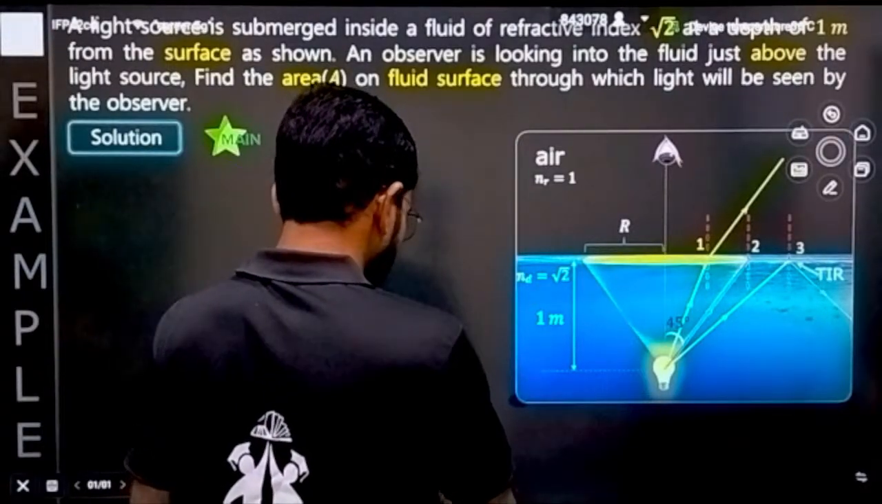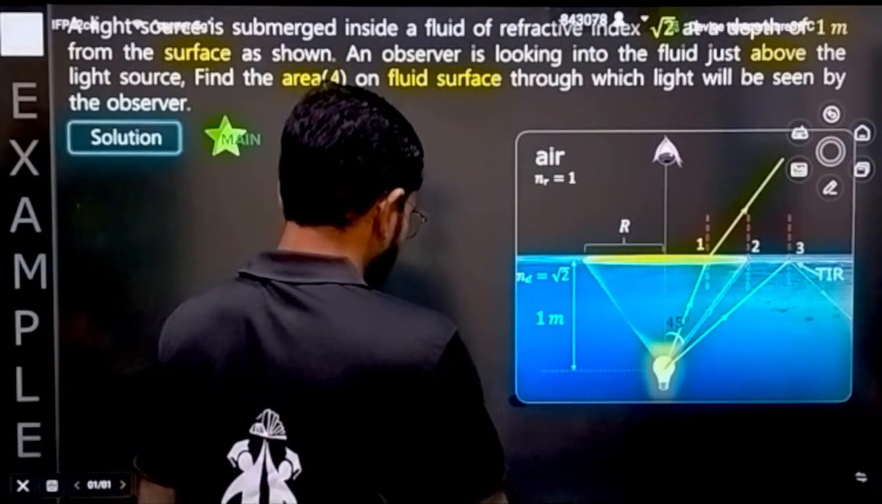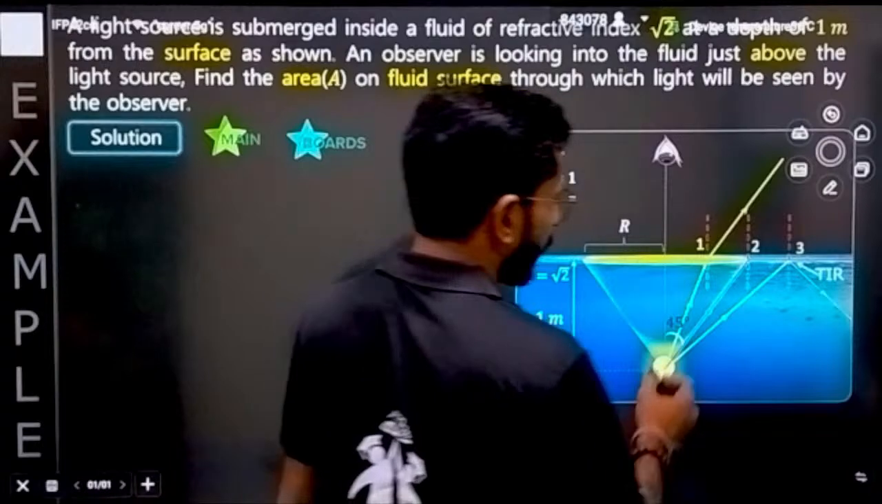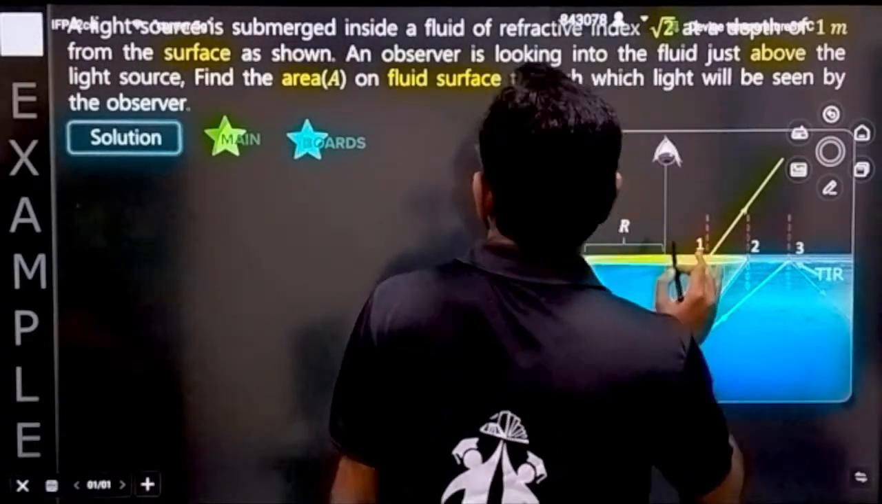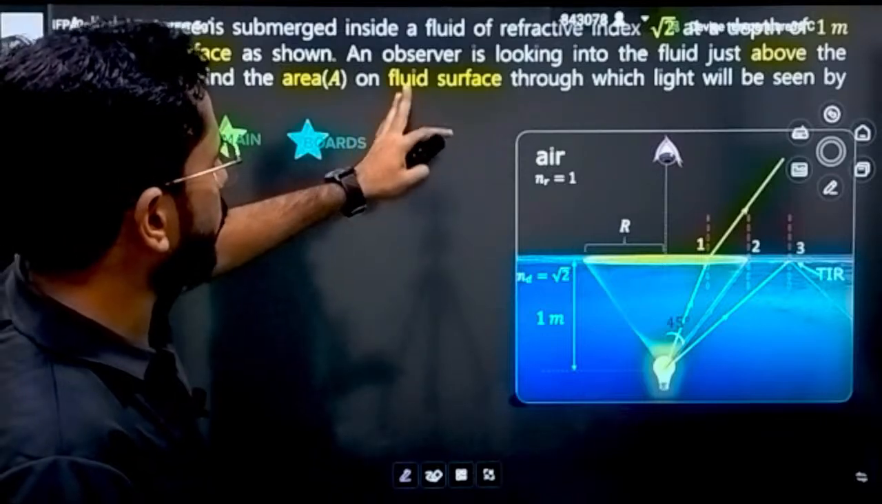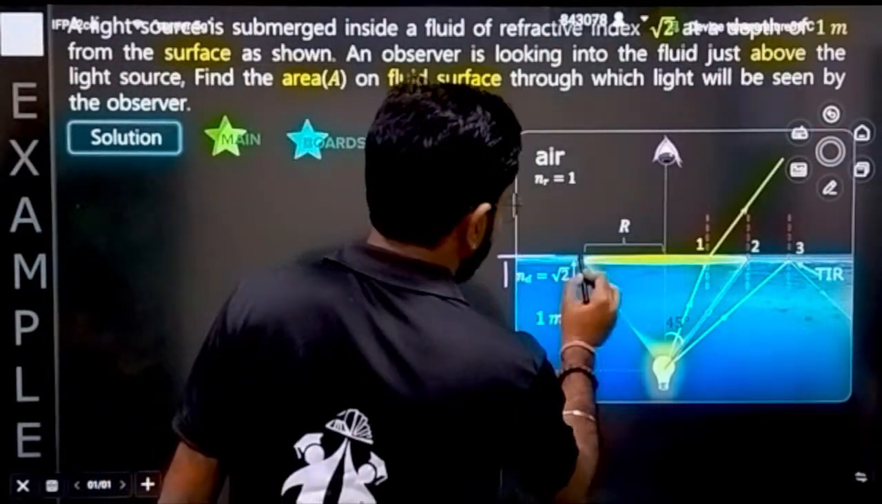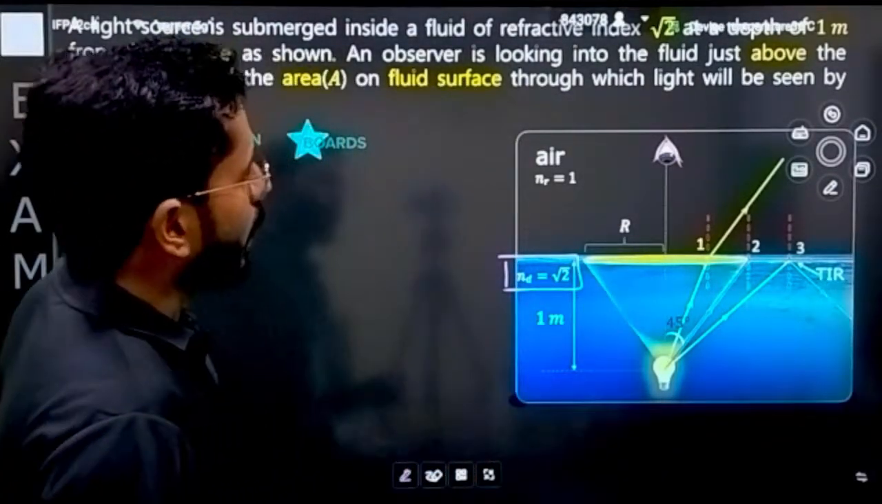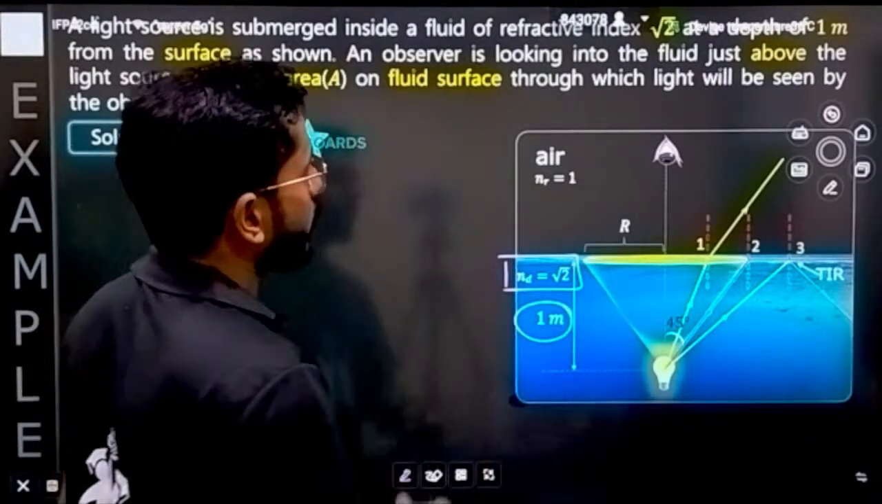कैसे calculate करेंगे? Let's understand, कौन सा color ले लें भाई. See, first I read the question. A light source is submerged. Okay, what are the values given? A fluid of refractive index root 2, at a depth of 1 meter. A depth of 1 meter is present.